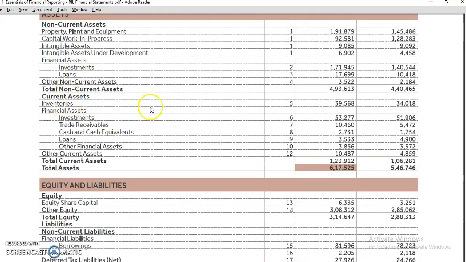Then you have the next section of current assets. Current assets means the assets which are going to be used or consumed within the next 12 months. Inventories means your capital stock, your raw material, your finished goods, which are going to be sold in a couple of months, usually held for sale. Financial assets means short-term investments, so the company has made short-term investments as well. They have receivables of $10,000. They have cash of $2,700. They have given short-term loans and other financial assets, and then there are some other current assets.